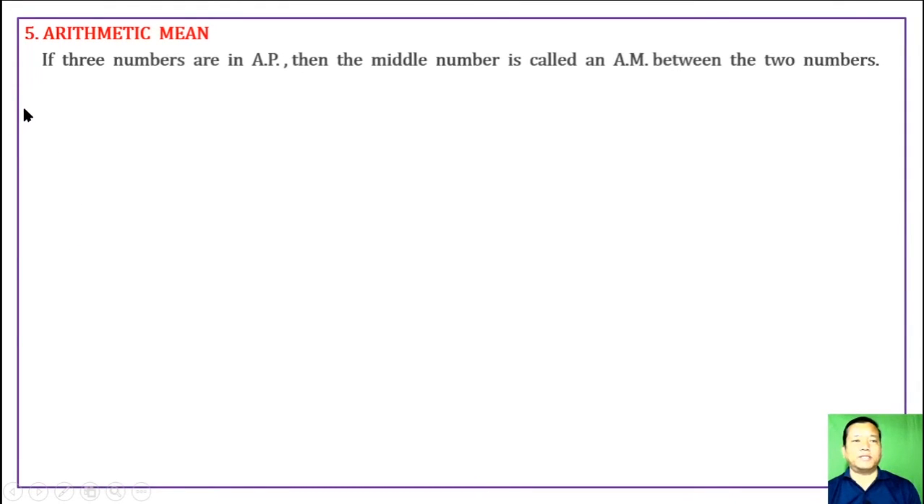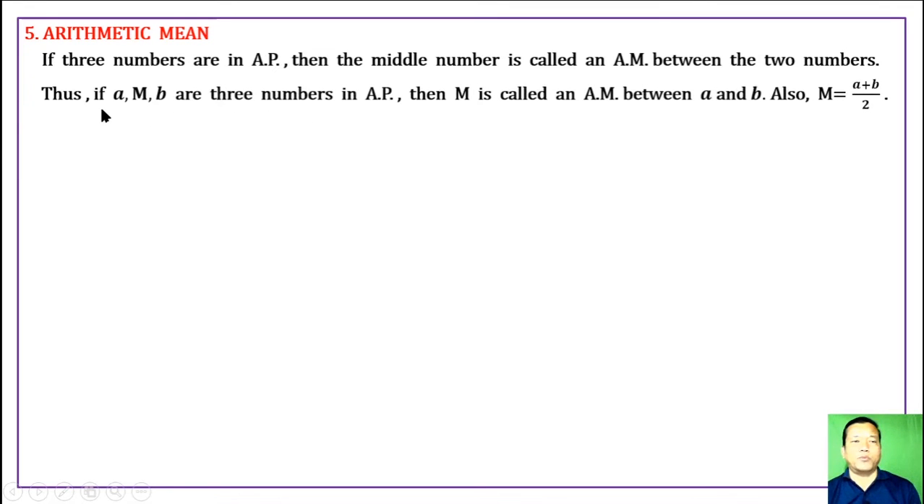Arithmetic mean. What is an arithmetic mean? If three numbers are in AP, then the middle number is called the AM between the two numbers. Thus, if a, M, b are three numbers in AP, then M is called the AM between a and b. Also, M equals (a plus b) by 2.